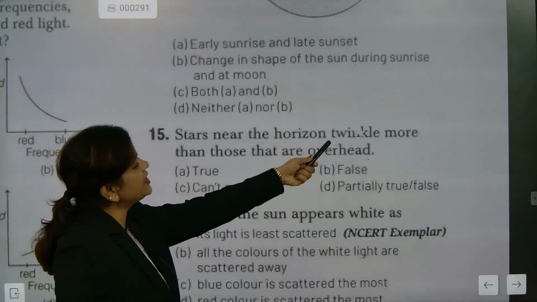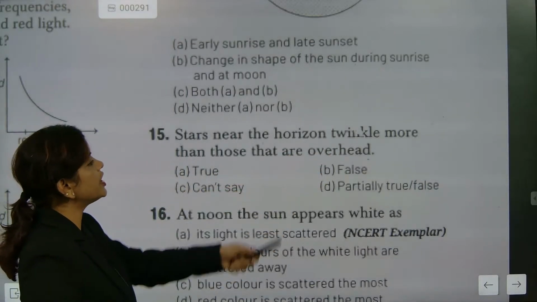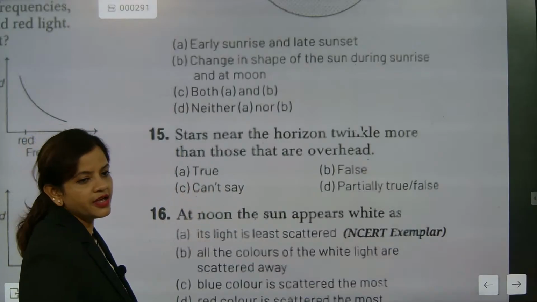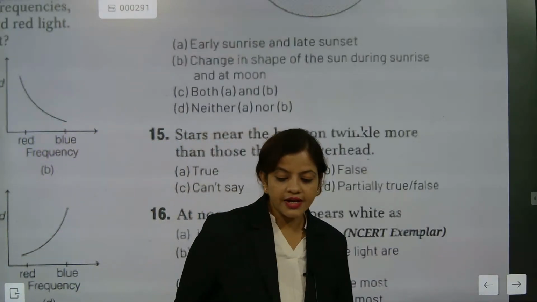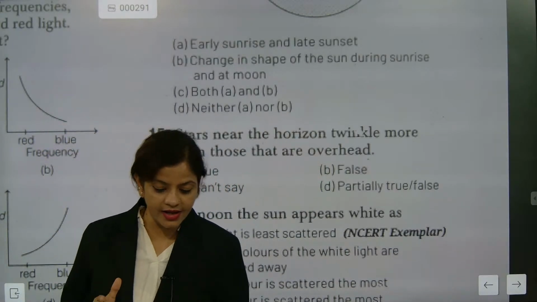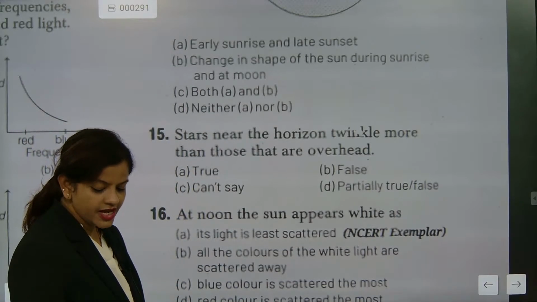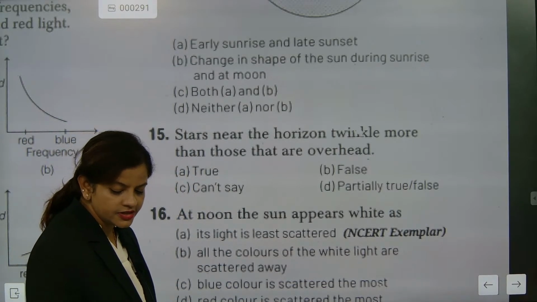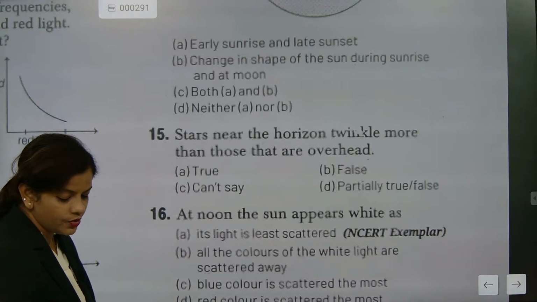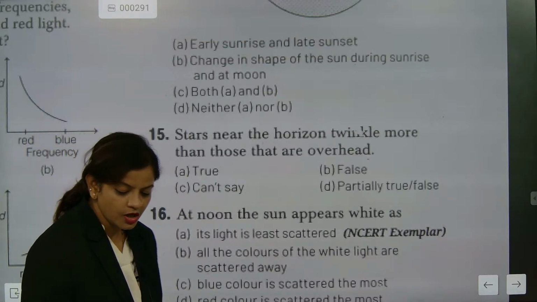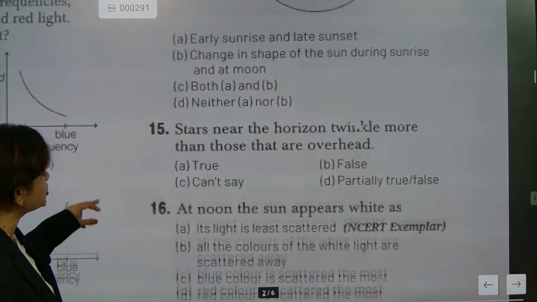Stars near the horizon twinkle more than those that are overhead. The correct answer is A. Understood, the correct answer is A, and take it positively. This is exactly the truth. Near the horizon, they twinkle more, children. Understood. So now we are going to go for the next question, please.